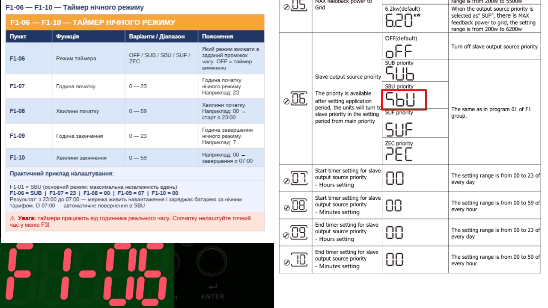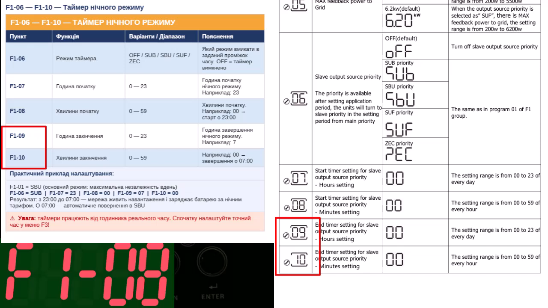How do you configure this? F1-06, select which mode to activate during the scheduled window. If it's set to OFF, the feature is disabled entirely. F1-07 and F1-08, start hour and minutes. For example, 2300. F1-09 and F1-10, end hour and minutes. For example, 700.